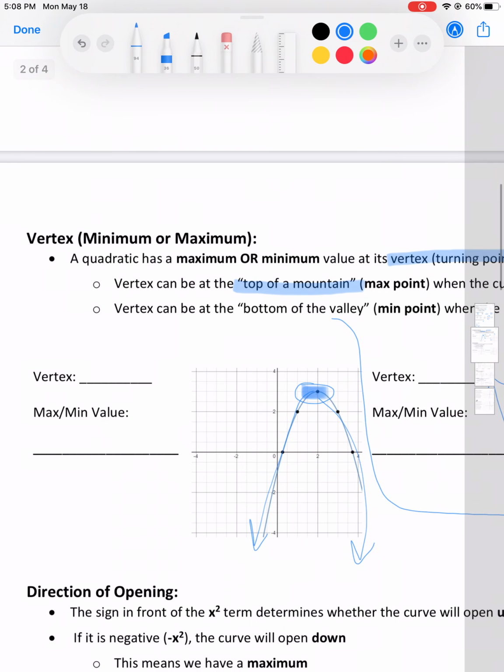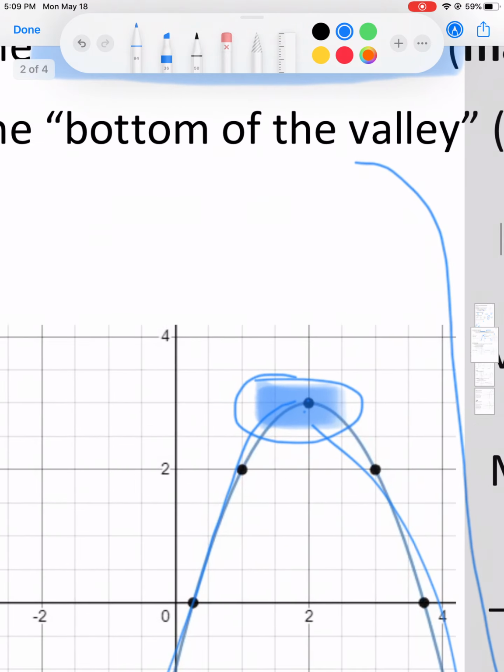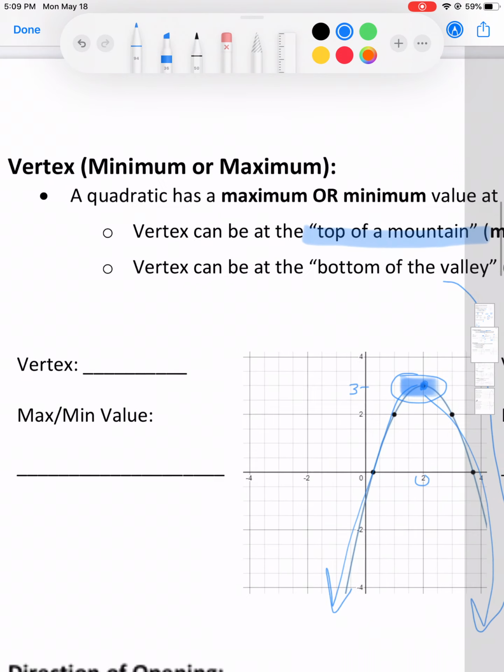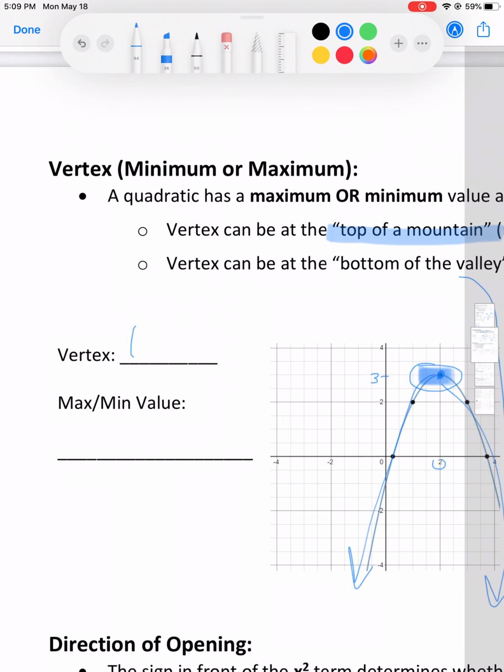Okay, let's take a look at this first one here. For this example, what would be my vertex? What is the point at which things start to change direction? As you can see, this is the highest possible point before it starts changing directions. So my x is 2, and my y is 3. So my vertex is (2, 3). And that's all you'd have to tell me for the vertex.